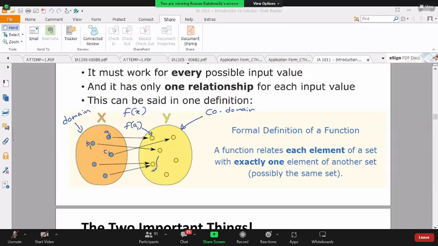For each element in the domain we can find another set inside this codomain. We call this set the range. The codomain is something like this, but inside it we can find out this range. Sometimes the codomain and the range are equal. Sometimes the range is inside the codomain set. These are the basic things about functions.